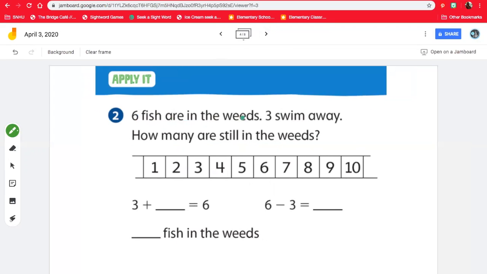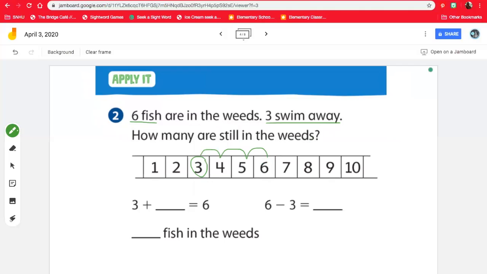6 fish are in the weeds. 3 swim away. How many are still in the weeds? So we know there's 6, but 3 of them swim away. So we know 3 plus how many would get us to 6? Well, let's start at 3 and count on until 6. So 3, 4, 5, 6.